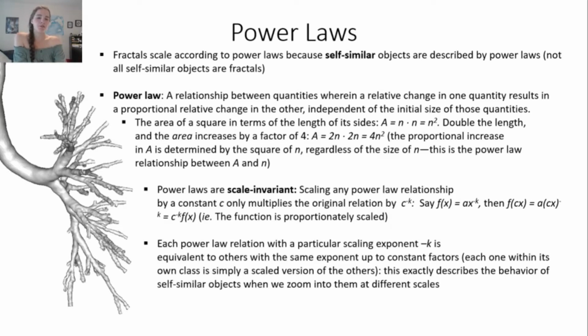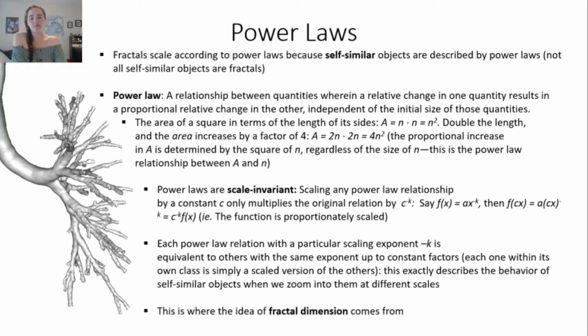Each power law relation with a particular scaling exponent negative k is equivalent to others with the same exponent up to constant factors. This means, let's say you have f of x equals x squared. That is equivalent to 2x squared up to constant factors. The constant factor would be 2. So literally this is just saying the same thing in a different way. If you have the same exponent, the same negative k, everything described by that relationship is going to be the same, only multiplied by a constant. So this exactly describes the behavior of self-similar objects when we zoom into them at different scales. When we zoom into them, we're magnifying all of the quantities, and they all magnify with the same proportion.